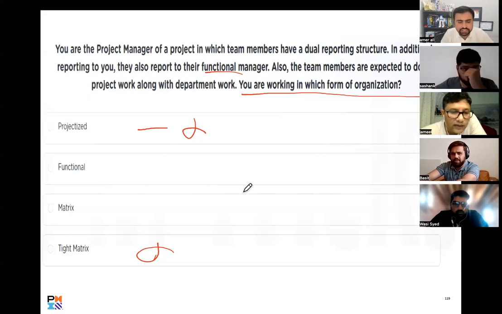Any matrix organization has a dual reporting structure: weak, balanced, and strong. But balanced has more things. Your answer is right, matrix.